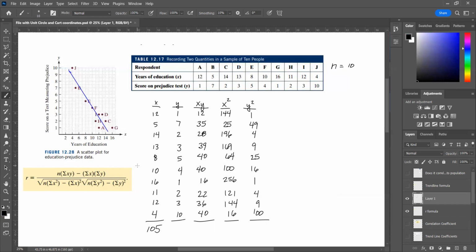Adding the next column, 1 plus 7 plus 2 plus 3 plus 5 plus 4 plus 1 plus 2 plus 3 plus 10 is 38. Probably could have done that in my head about as fast. Maybe even faster. The next column, 12 plus 35 plus 28 plus 39 plus 40 plus 40 plus 16 plus 22 plus 36 plus 40 is 308.